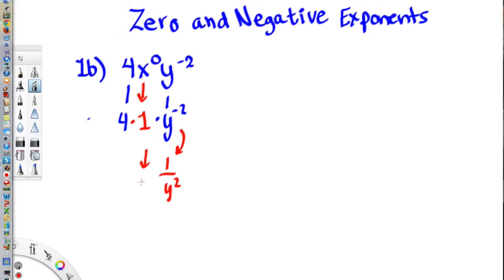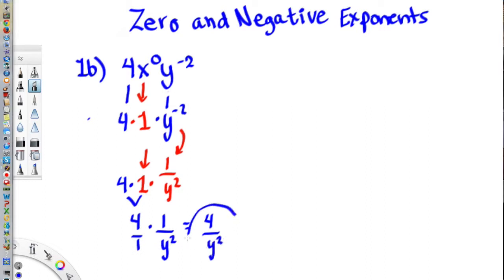And I bring down my 1, and then I still have my 4. Okay, and I can stay with my colors now. 4 times 1 will be 4, and then when I multiply that by 1 over y to the second power, I just multiply straight through. 4 times 1 is 4, and I know that 4 is really 4 over 1. I'll just write that in there. 1 times y to the second power is y to the second power. And that is our answer.